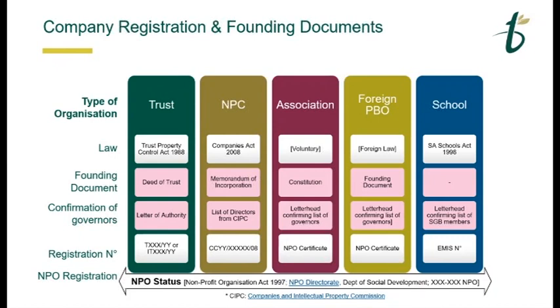Third, a voluntary association is created by entering into an agreement with 3 or more people to form an organization so that you can work together to achieve a common non-profit objective. Fourth, public schools, which require an EMIS number. Lastly, a foreign organization can also apply.